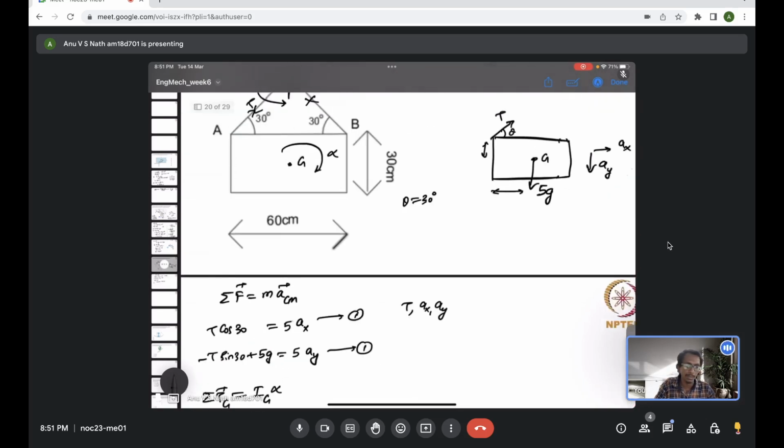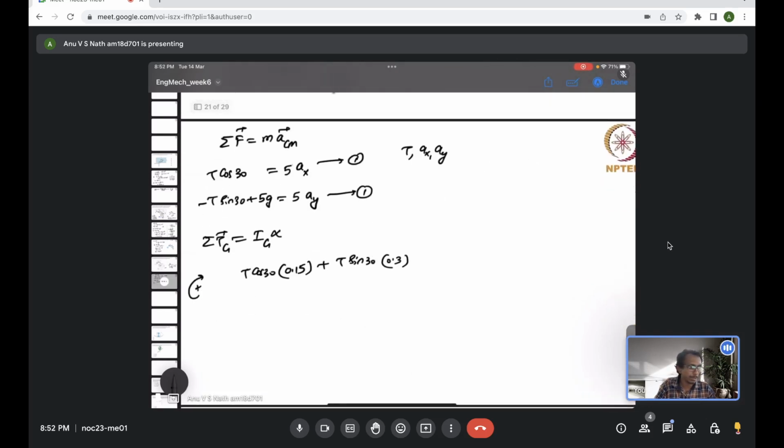And the 5G, which is weight acting through the center of mass, will not create a moment. So this is the total moment. This should be equated to Ig times alpha. So this is the second equation, and we have a third equation.